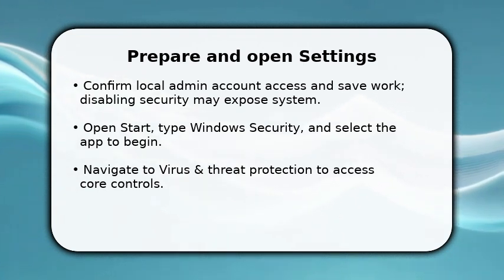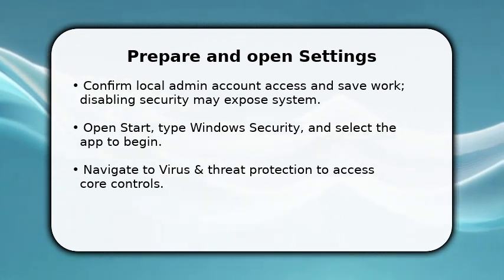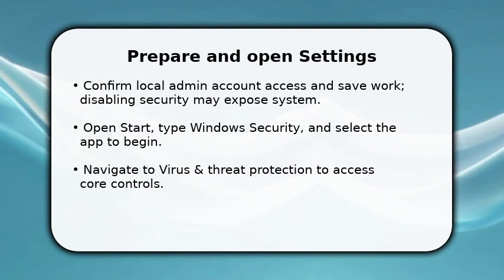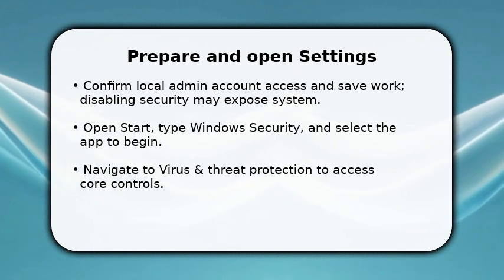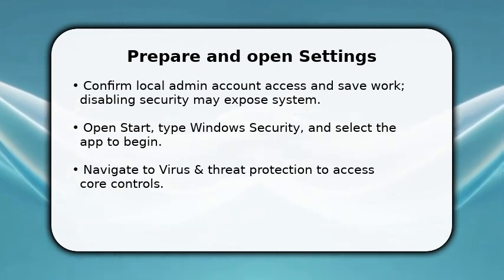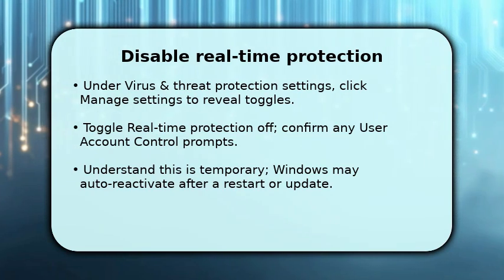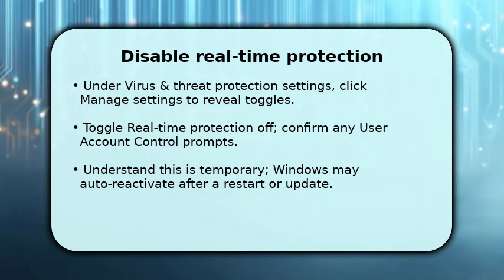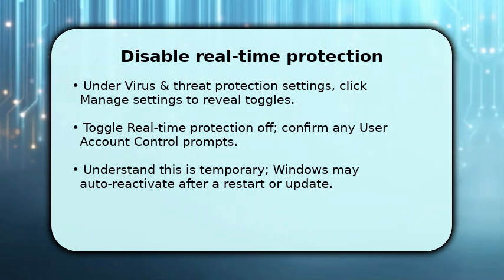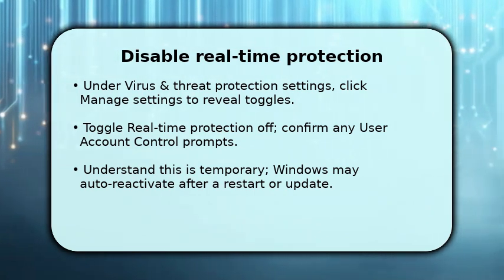This is the first actionable step. You are now in the correct panel and ready to toggle real-time protection temporarily. Keep the admin credentials handy for the next confirmation if prompted. Once you click Manage Settings, locate the real-time protection toggle and switch it off. You will see a short confirmation or user account control prompt. Accept it with your admin credentials.